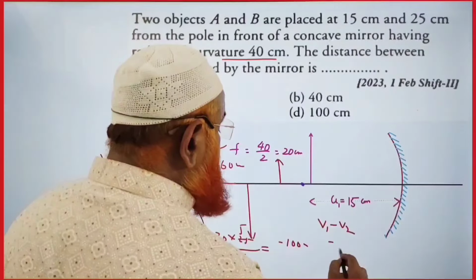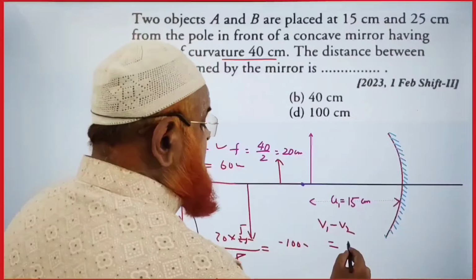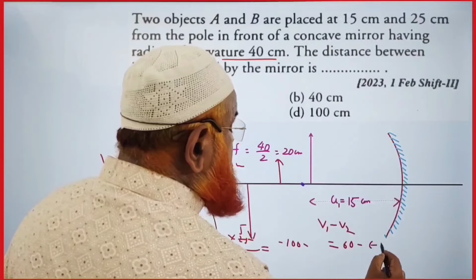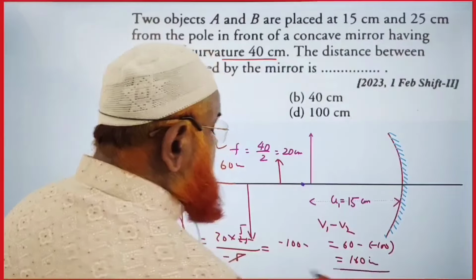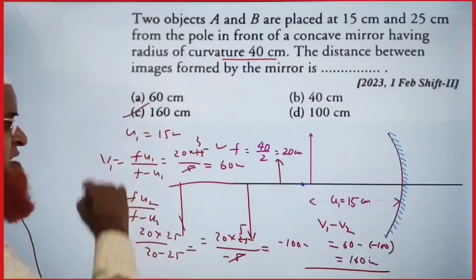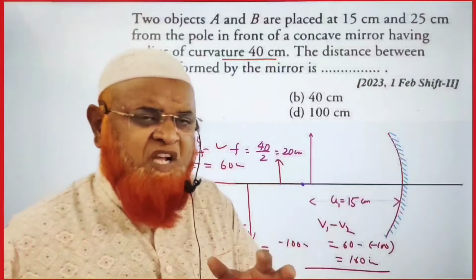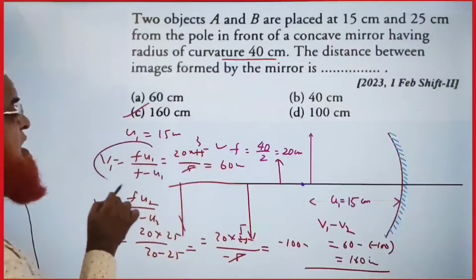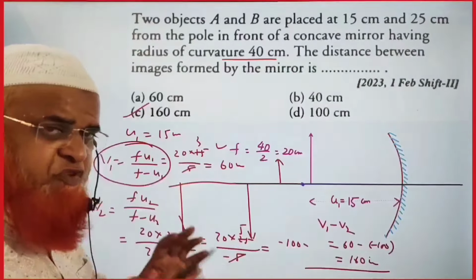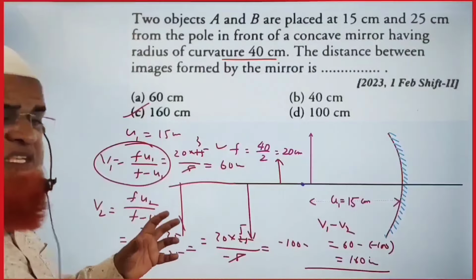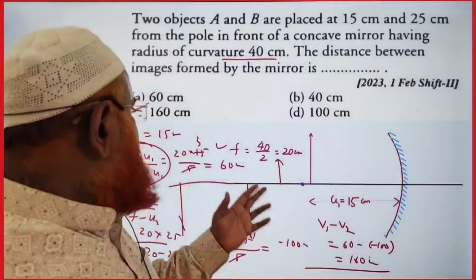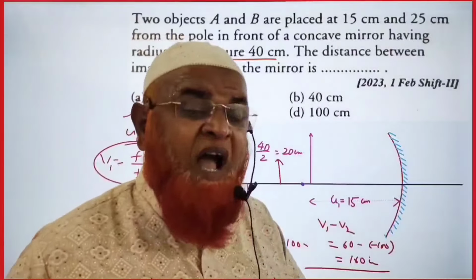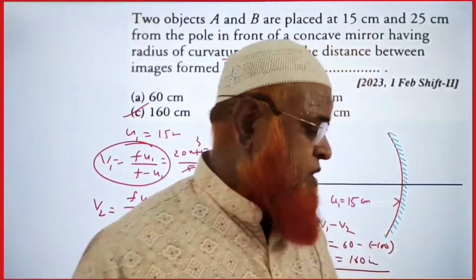You have to subtract these two. V1 minus V2, how much it is going to be? It is 60 minus of minus 100. We will be getting 160 as an answer. 160 centimeters is going to be your answer. That's it. So what is the shortcut formula? Shortcut formula is this one, fu by f minus u. If you remember, in two stages you will get the answers. You just subtract them. Final answer is going to be 160 centimeters. Hope you have enjoyed this shortcut formula. Thank you very much.